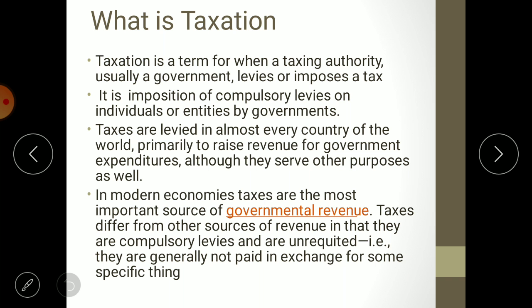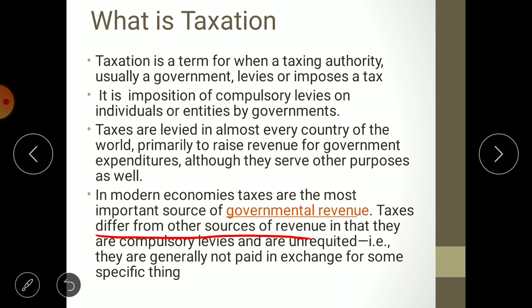Taxes differ from other sources of revenue in that they are compulsory levies and they are unrequited. That is to say, they are generally not paid in exchange for some specific things. See, what is written here that they differ from other sources of revenue. Government are having so many sources of revenue. It is not only tax, but we can say that the major source of revenue for government is a tax.